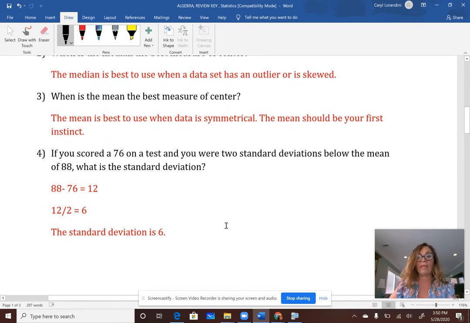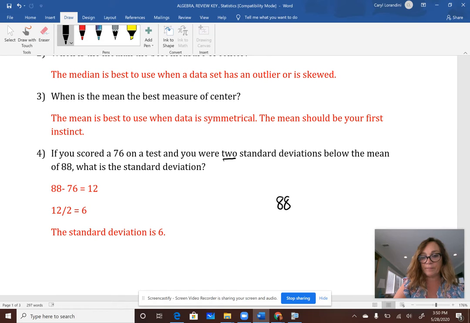Okay. If you scored a 76 on a test and you were 2 standard deviations below the mean of 88, what is the standard deviation? So first I did 88 minus 76 to find that there's a difference of 12 between the 76 and the 88. And since it says 2 standard deviations, I divided by 2 to find out that 1 standard deviation was worth 6. Okay, so remember, here's your mean score of 88.